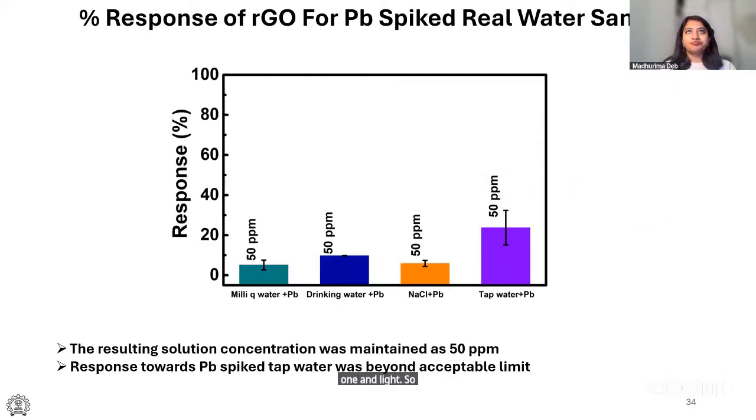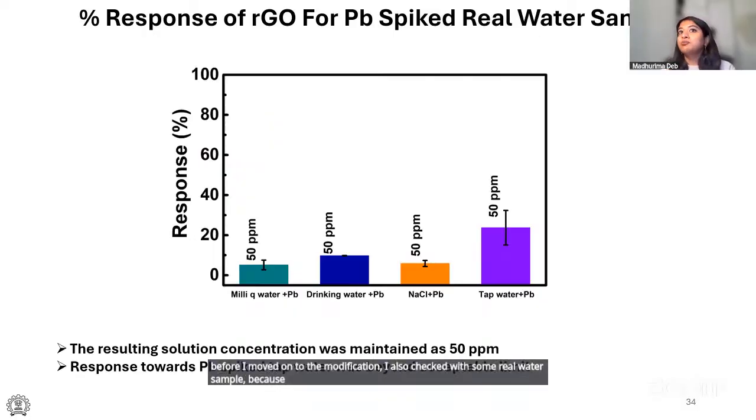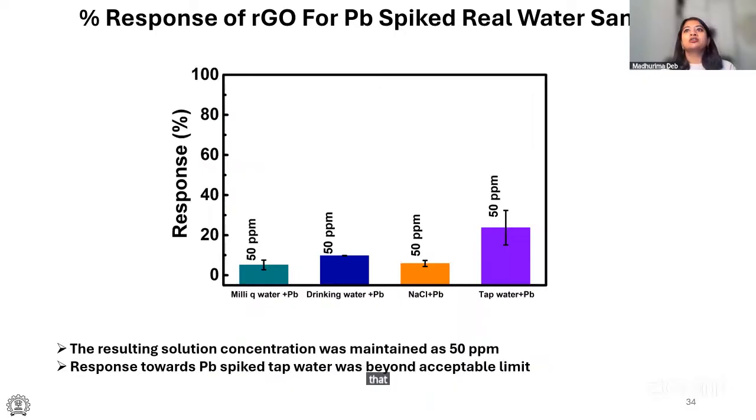Now, before I moved on to the modification, I also checked with some real water samples, because as I already mentioned, for drinking water or tap water, there are so many other things present. So we have to make sure that at least it is within an acceptable limit, or we can explain why our sensor is behaving in that way for drinking water or tap water. Even with the help of Pranav sir, I also tested the water from Powai Lake.